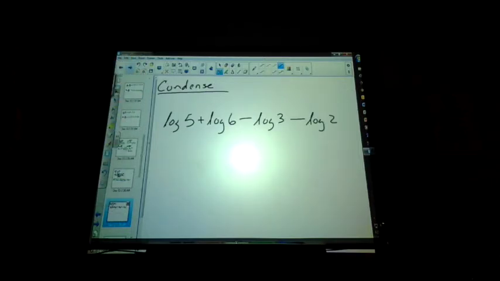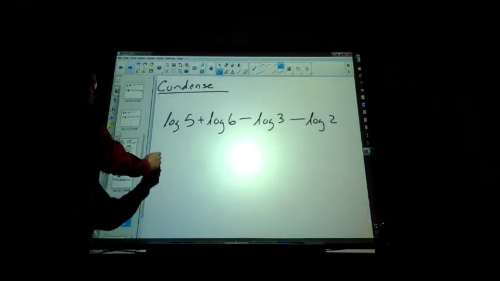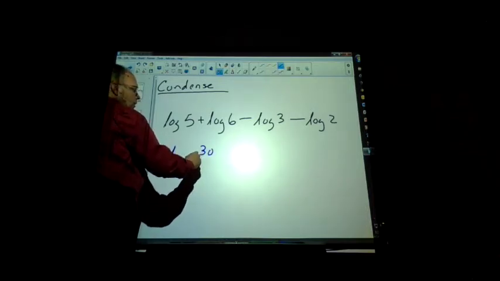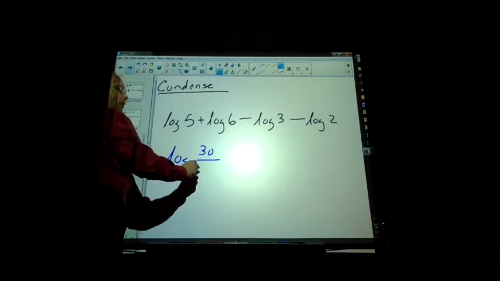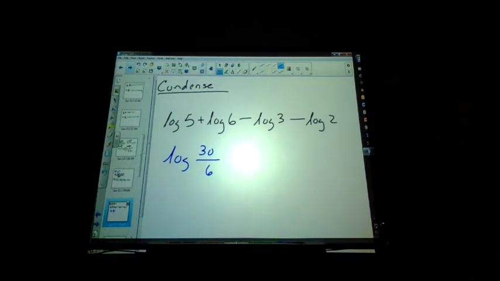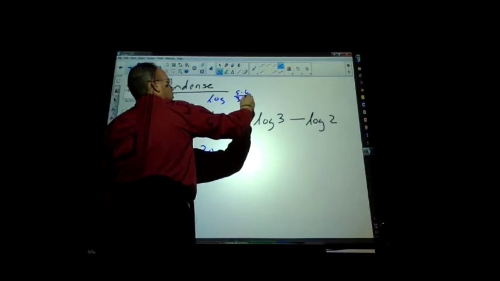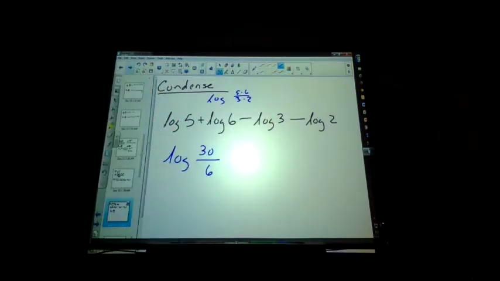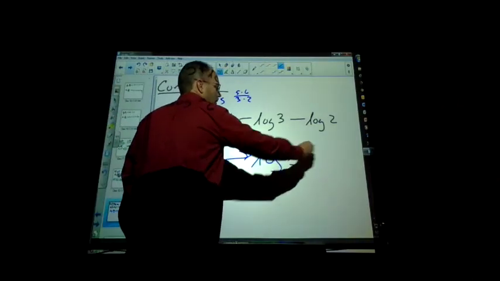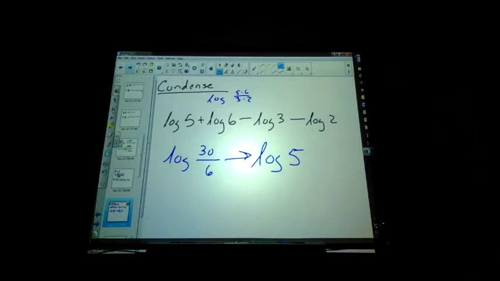All right, now we're going to condense. Log 30 over 6. Do you agree? Because technically this is log 5 times 6 over 3 times 2. Can I reduce 30 over 6? 15 over 3. Yes. So look at that. It was simplified nicely just to log 5. Why is that? Because 30 over 6 is 5 over 1, which is just 5. So we get log 5.